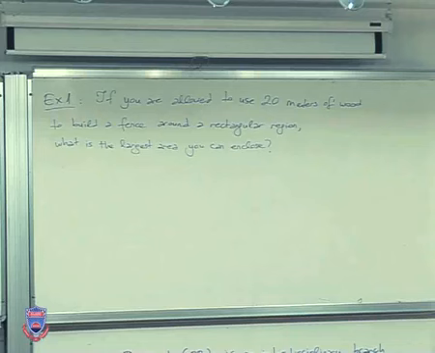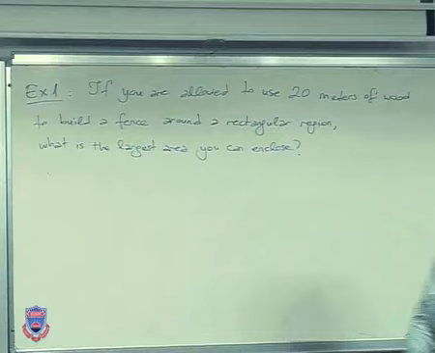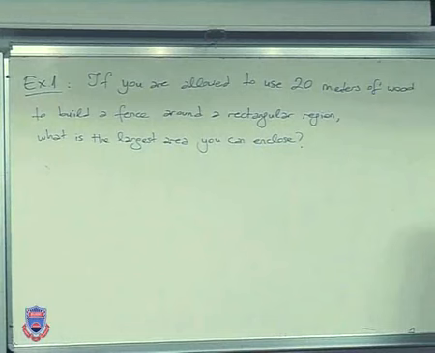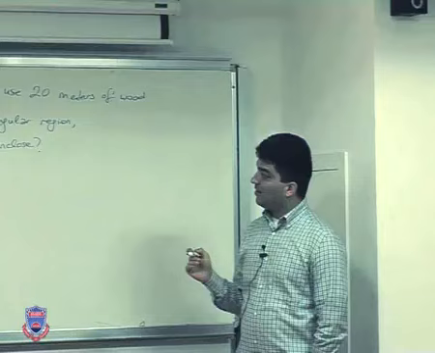So suppose that you have a limited amount of wood, which in this case is 20 meters, and you want to build a fence around a rectangular region. The question is, what is the largest area you can enclose with this much wood? This is a very simple problem, of course, and you may have seen this type of example for the OSSA exam. What's the answer to this problem? Well, the best you can do is make it square, right?